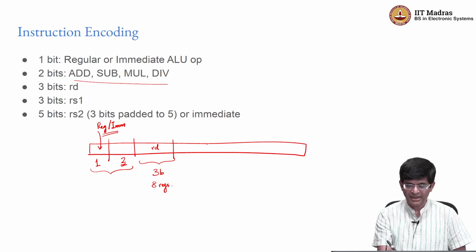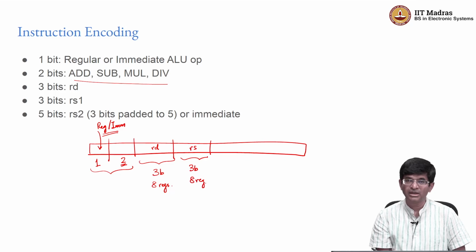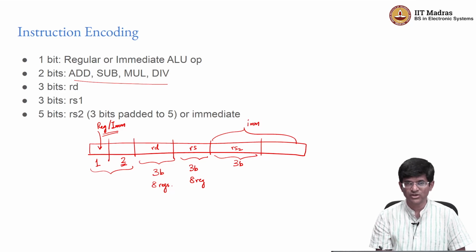So, RD, and I also have RS, which is again 3 bits because I have the same set of 8 registers. And now finally I have, let us say, RS2, which could be 3 bits, or I might choose to repurpose the same set of bits and say that I am now going to store an immediate value out here. But if I have only 3 bits for an immediate value, it sort of severely restricts the range of values that I can have.